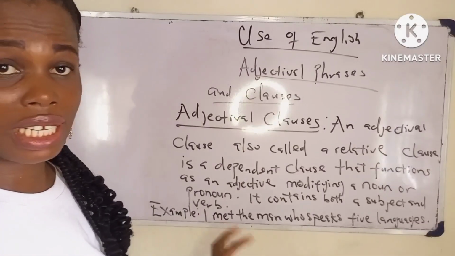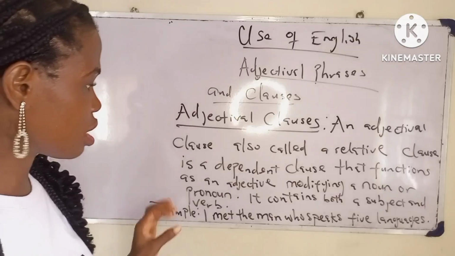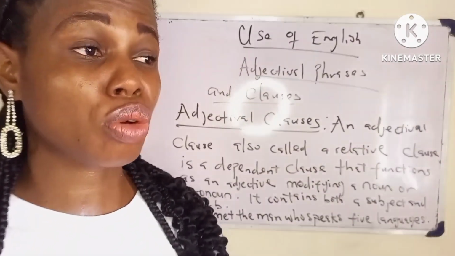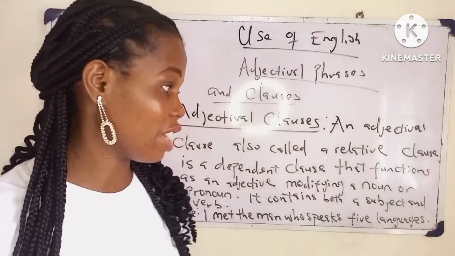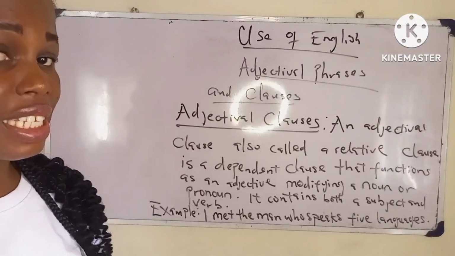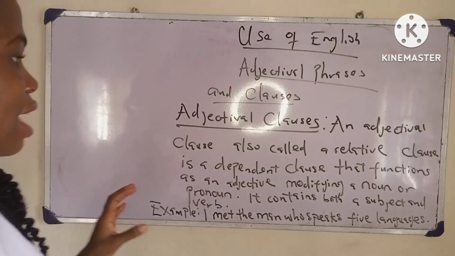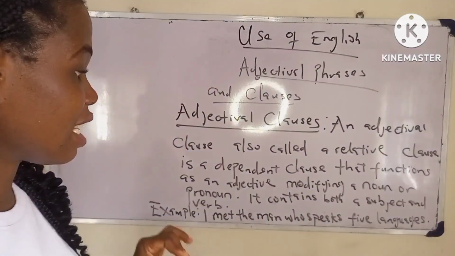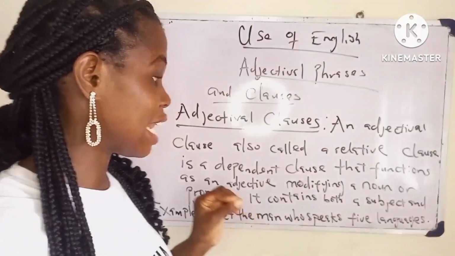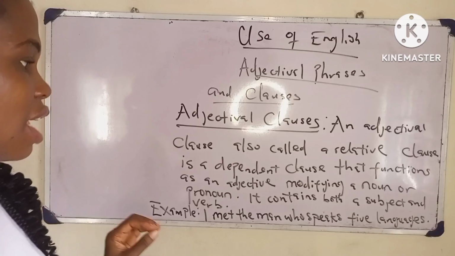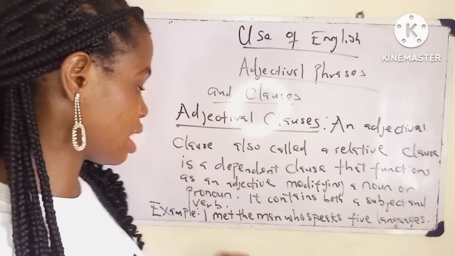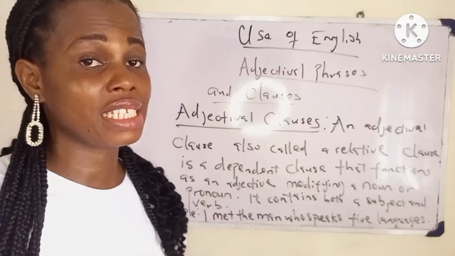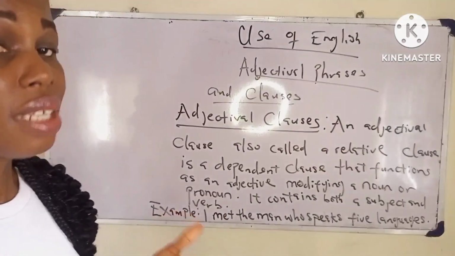Now let's read the definition again. An adjectival clause, also called a relative clause. Yes, an adjectival clause is also called a relative clause. You will find out why it's called a relative clause later on. It is a dependent clause that functions as an adjective modifying a noun or pronoun. It contains both a subject and a verb. So an adjectival clause, like I said, is a group of related words. It is a clause.